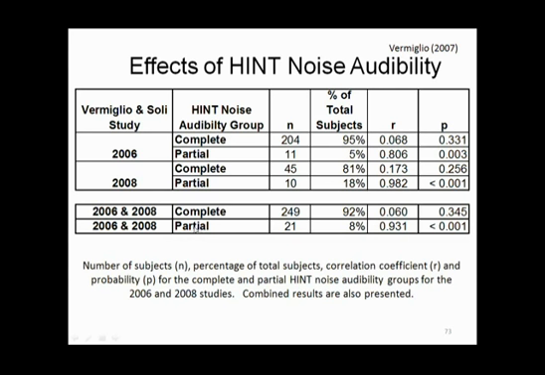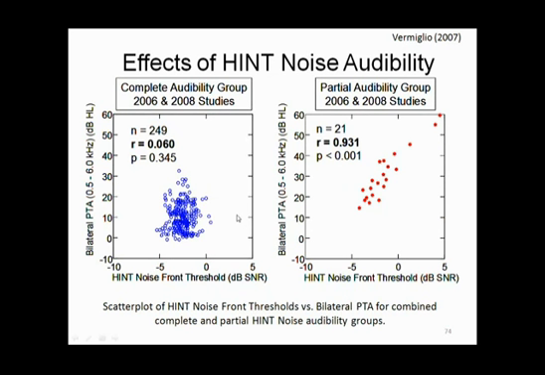But when it's partial audibility, look at that, 0.9, highly significant. So it really depends on the audibility of the test materials. Again, this is the picture. This is the group of subjects that had complete audibility of the speech and the noise at 65 dBA, no correlation. R equals 0.060. It was not significant. And then look at the correlation coefficient here for this group of subjects between both studies, partial audibility. Look at that nice linear relationship, and it's highly significant. It's a very strong relationship.